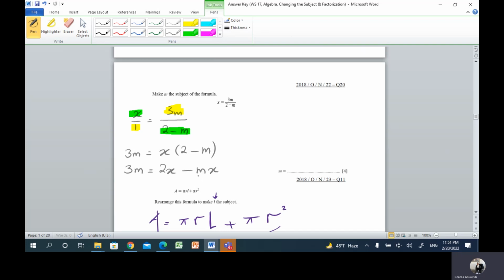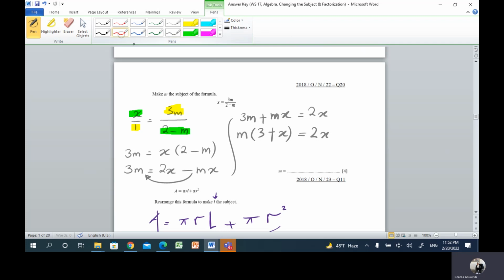We're making m the subject, so we need to send this m to its sister on the other side. So 3m is originally there, and we're transferring the negative mx from the right to the left. So it will become plus mx is equal to 2x. Now the m is distributed in two terms, so we're going to factorize it. M times 3 will give me back 3m, plus m times x will give me back mx, is equal to 2x.